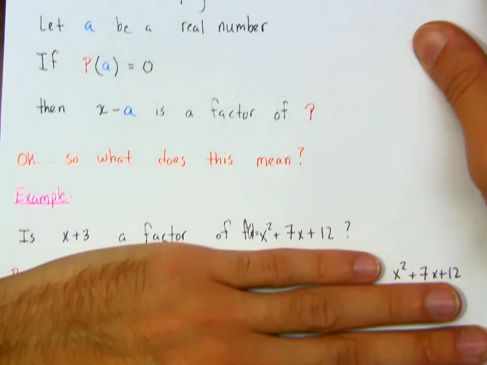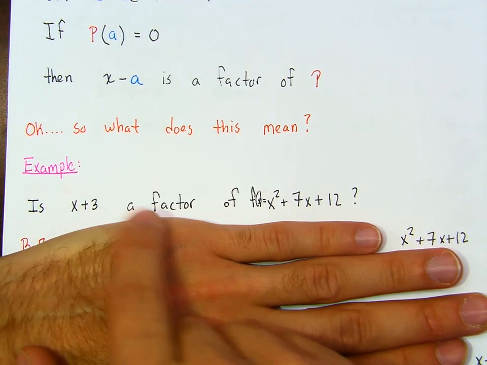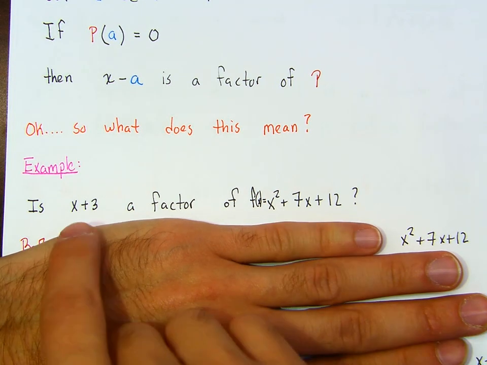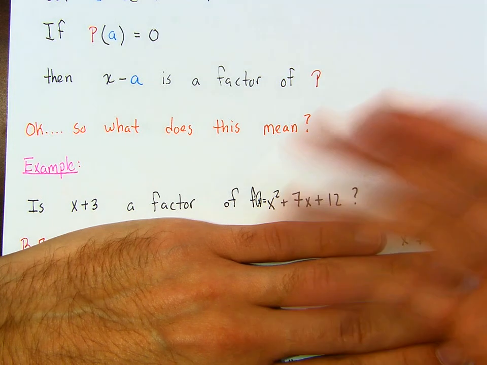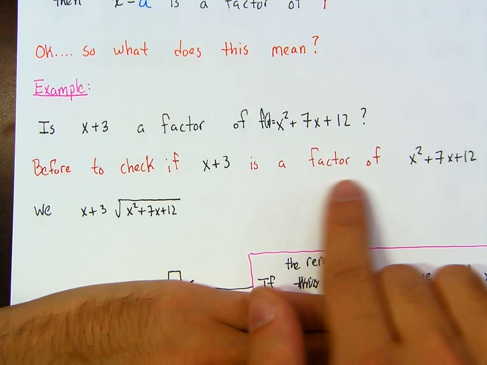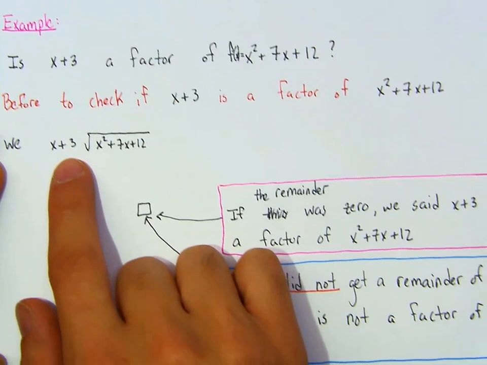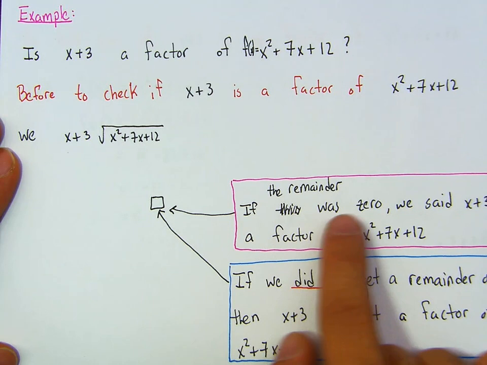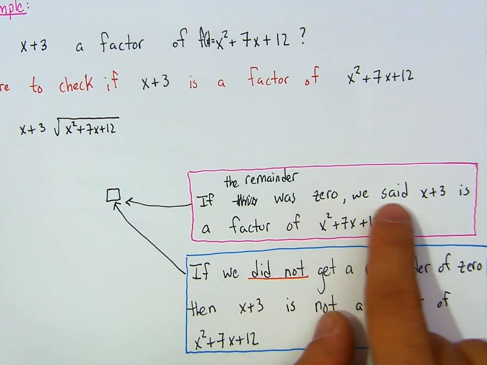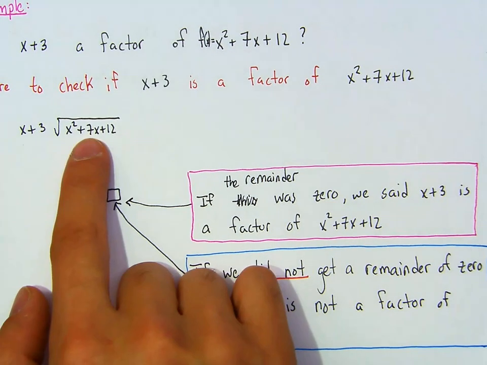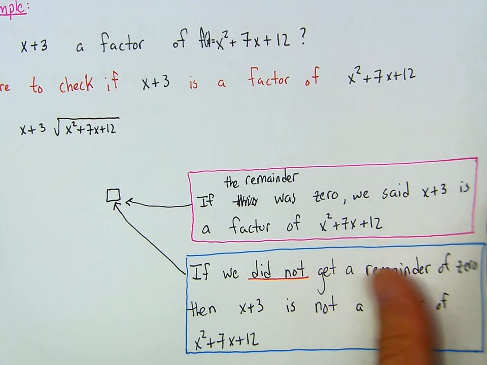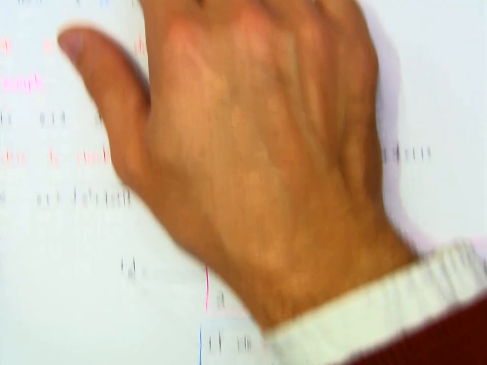Example. Let's say we have this question. Is x plus 3 a factor of f of x is equal to x squared plus 7x plus 12? How did we know if x plus 3 was a factor of this? What did we used to do before? We would have divided the polynomial, right? If we divided x plus 3 into this, if the remainder was 0, then we would say x plus 3 is a factor of this. If we did not get a remainder of 0, then we would say x plus 3 is not a factor of that. But with this theorem over here, we don't need to do this anymore, okay?